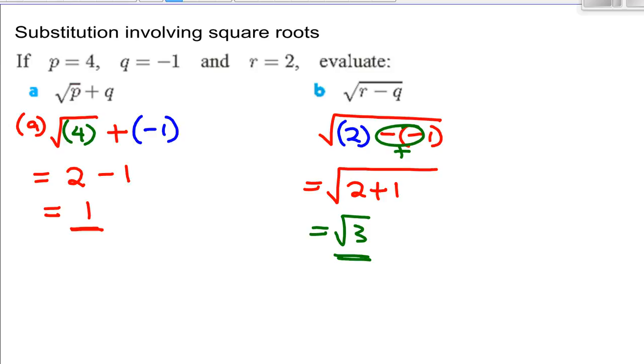And that's how you work out substitution involving square roots. Just make sure that you're careful with the negatives. And when you end up with your answer as square root of 3, that's fine. That's allowed.